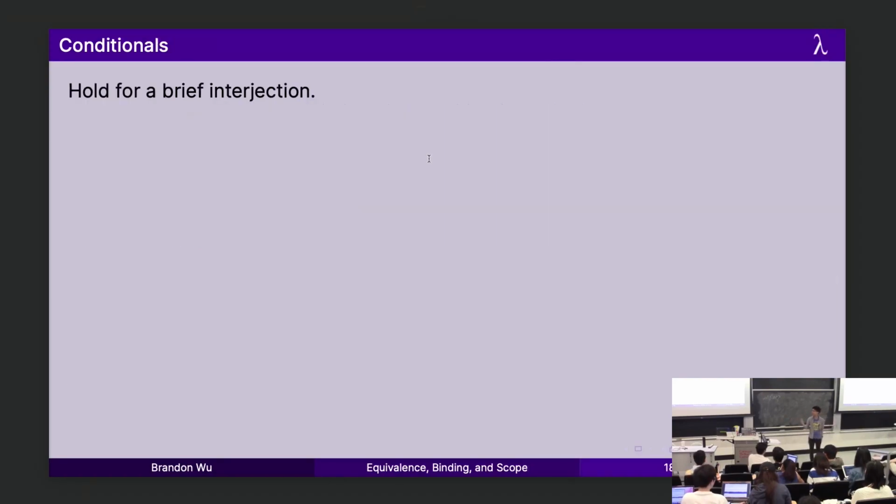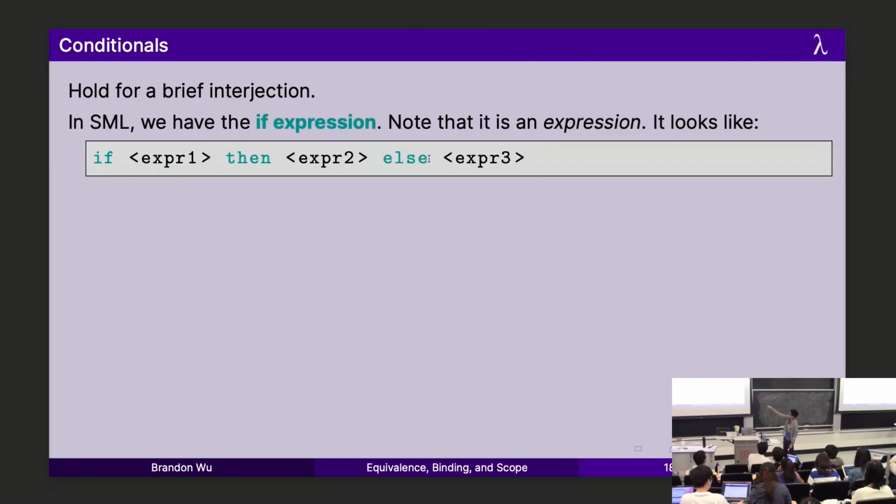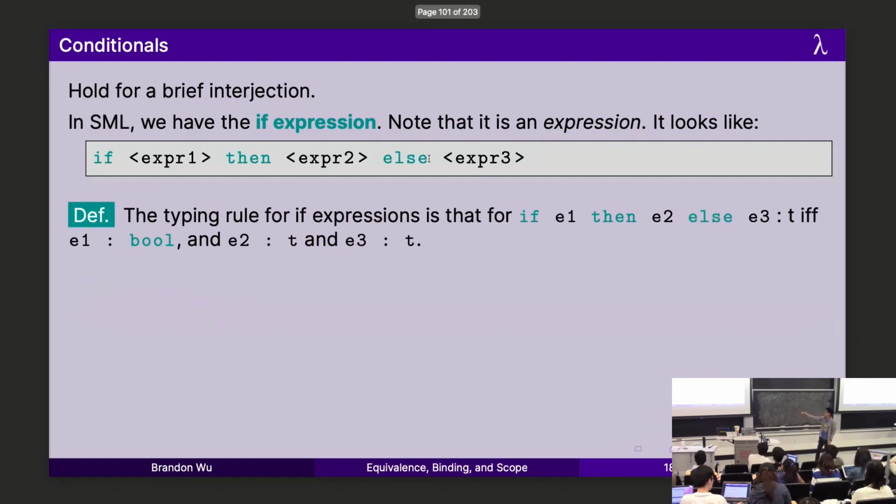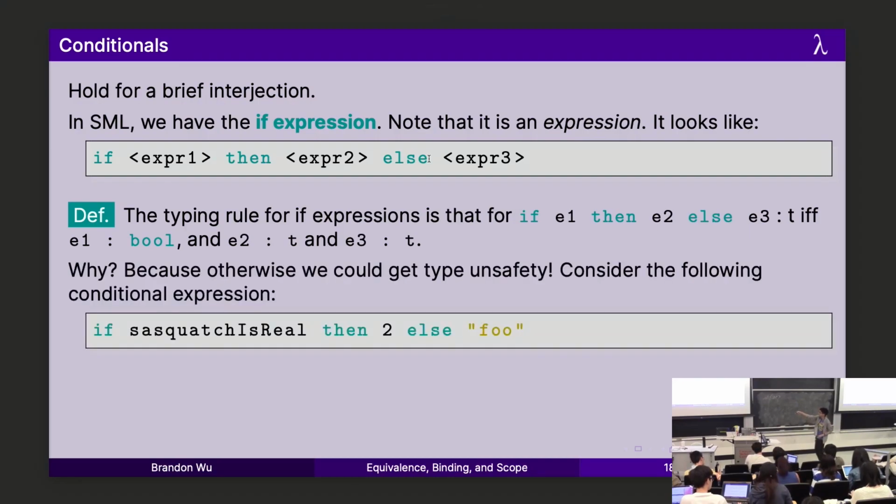So here's a brief interjection. So we have the if expression. It looks like this: if e1, then e2, else e3. It has certain rules. I'm going to be a little fast about this. Sorry, I'm a little behind. But these two branches here need to be of the same type. Why? Because I might get type unsafety, right? If I can condition on something and produce things of two different types, I cannot tell you what type I get out. Because, for instance, if I have if Sasquatch is real, then 2, else the string foo. Depending on if Sasquatch is real, I might get 2, the integer. I also might get foo, the string. That's bad, right? So we're going to constrain that these two things need to be of the same type.